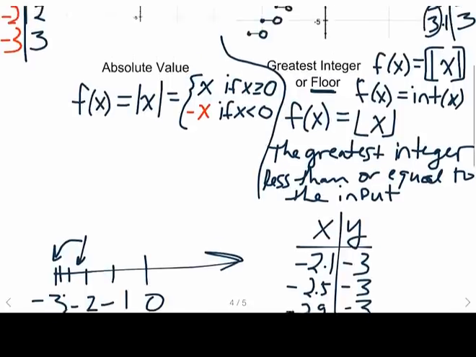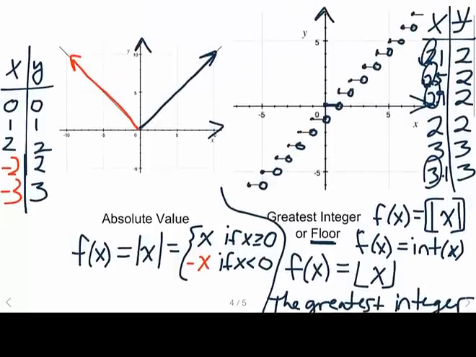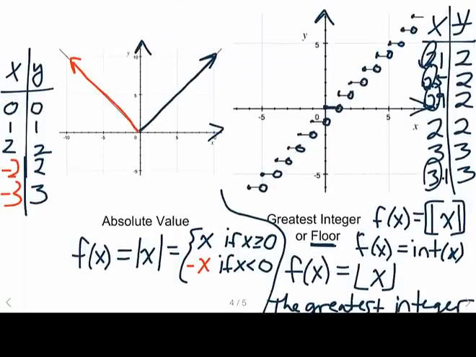And as we see up in the graph up here, if the input is -2 point something, then the output is way down here at -3.